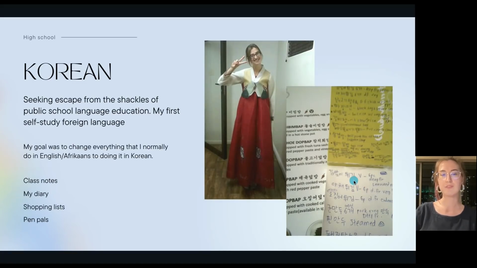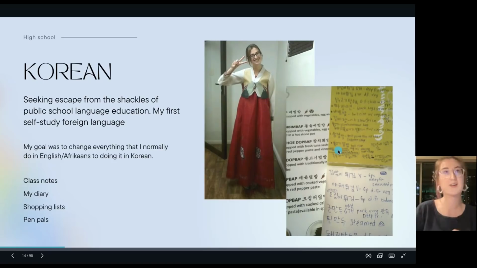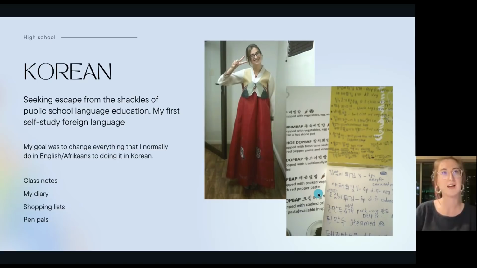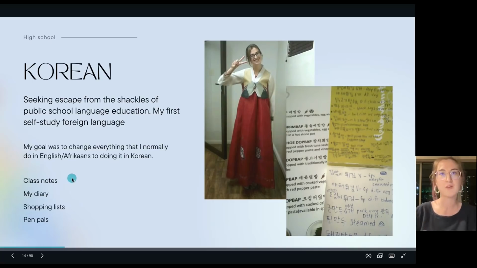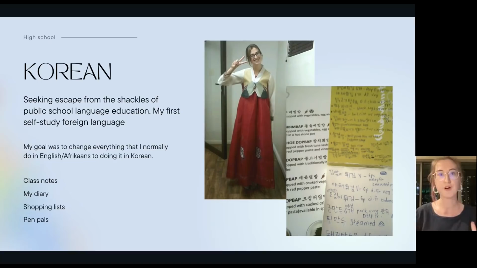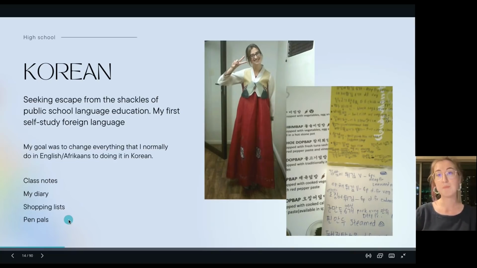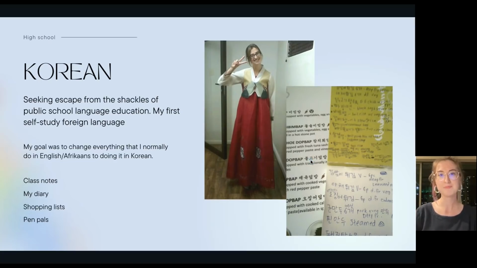And the goal for myself that I set was to change everything that I normally do in my life into Korean. So I got a job in high school at a Korean restaurant. I would try and take notes on the menu. This was when I was still a young learner, about 2 or 3 years into Korean. And I tried to change everything I do to bring Korean into my life. So my school notes, my diary, my shopping lists, I converted all of that into Korean. And I had pen pals who I would write letters to in Korea for many years.